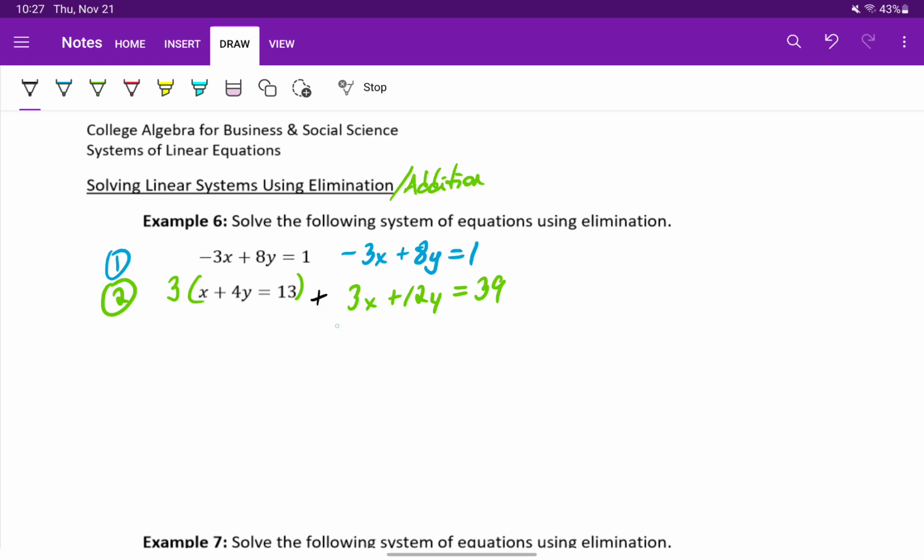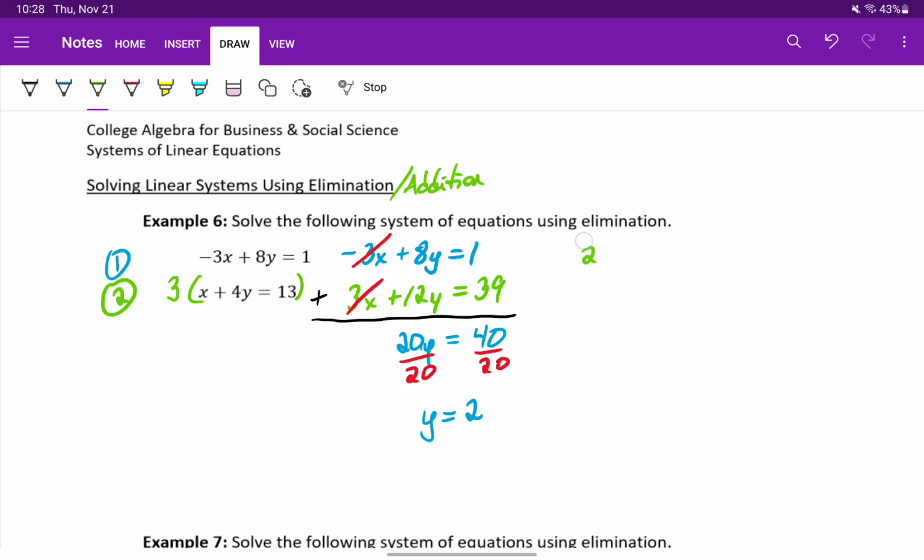And we've made them look different because, in this case, once we add these together, negative 3x and positive 3x will cancel out with each other. That is, we've added these two equations together in a particular way that eliminated one of the variables. Then we'll add our y variables together to get 20y, and we'll add 39 and 1 to get 40. To solve for y, we'll divide both sides by 20, which will give us y is equal to 2.